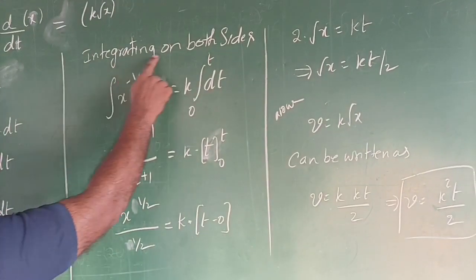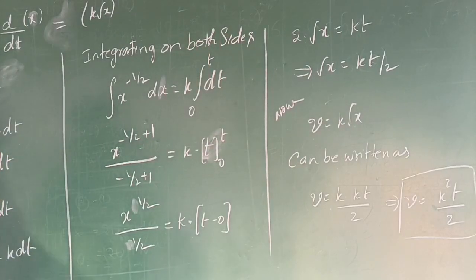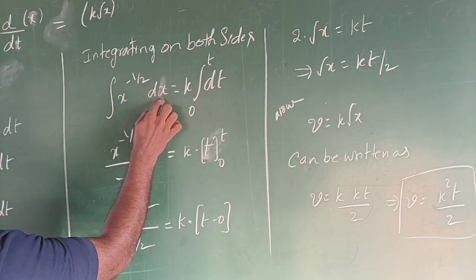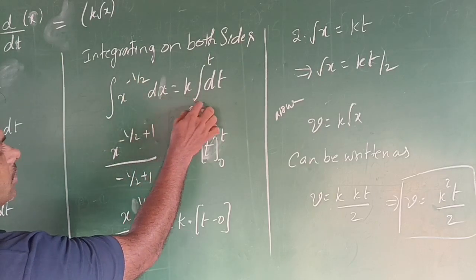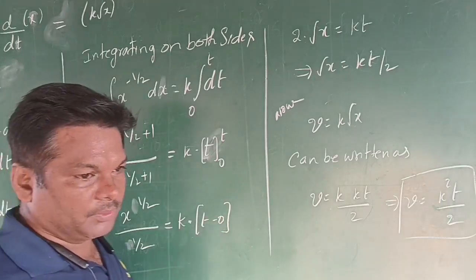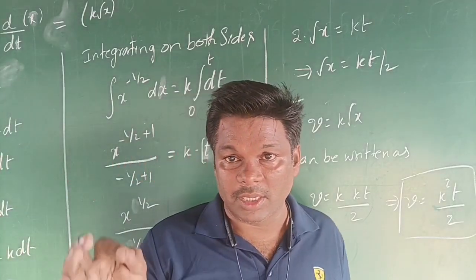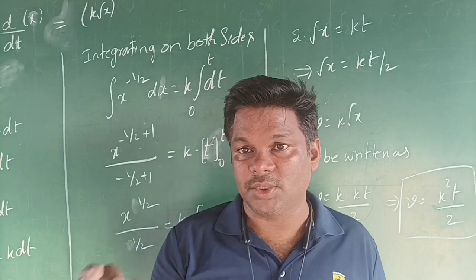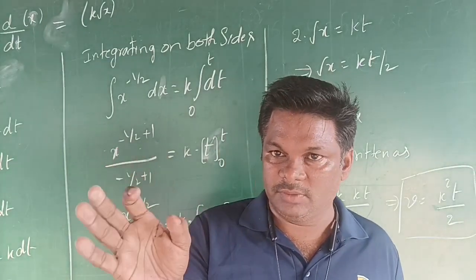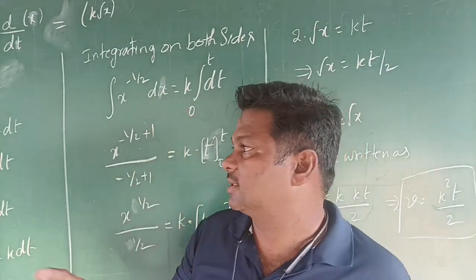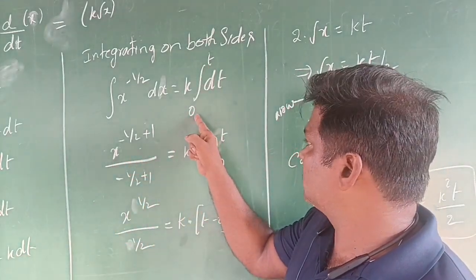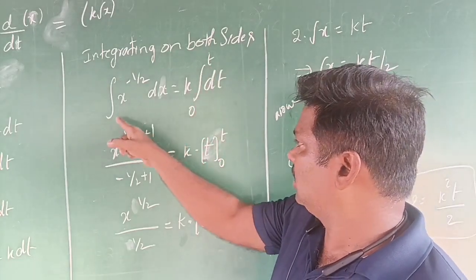Now integrating on both sides. Previous equation, integration on both sides. So the integral of x to the power of minus 1 by 2 dx is equal to k dt. In your problem, it is given that it traveled from 0 seconds to t seconds. That's why I have written the limits for the integration from 0 seconds to t seconds.